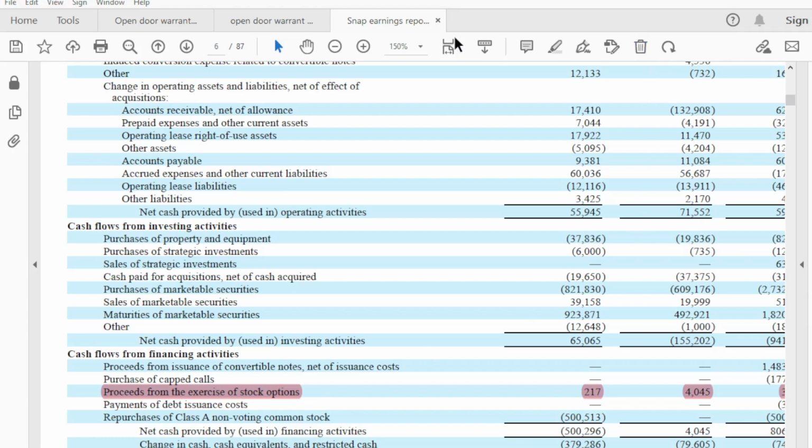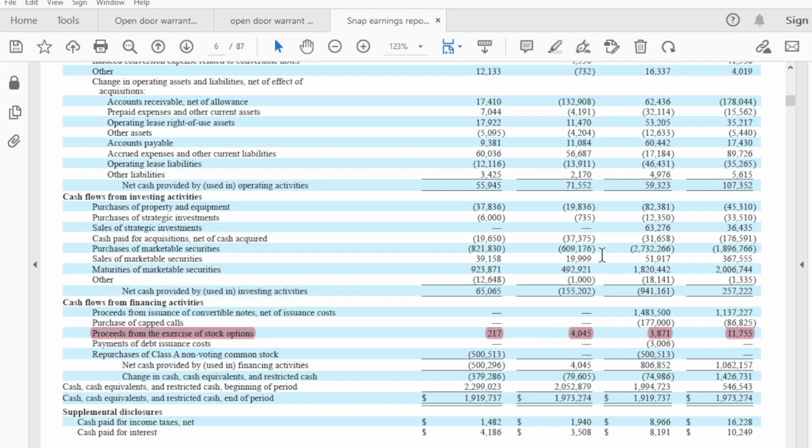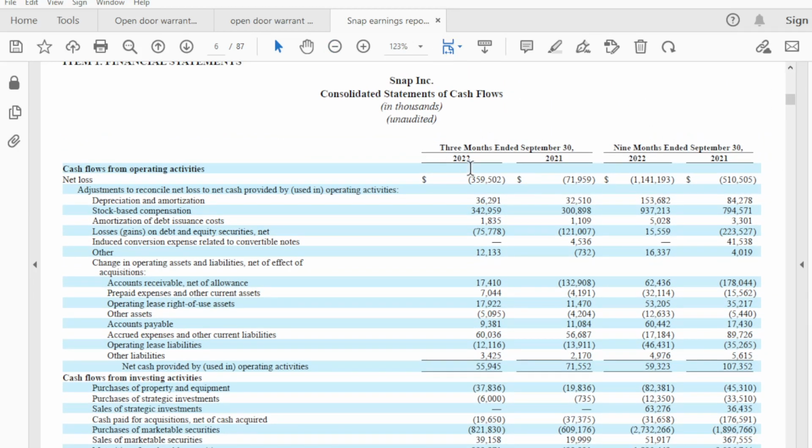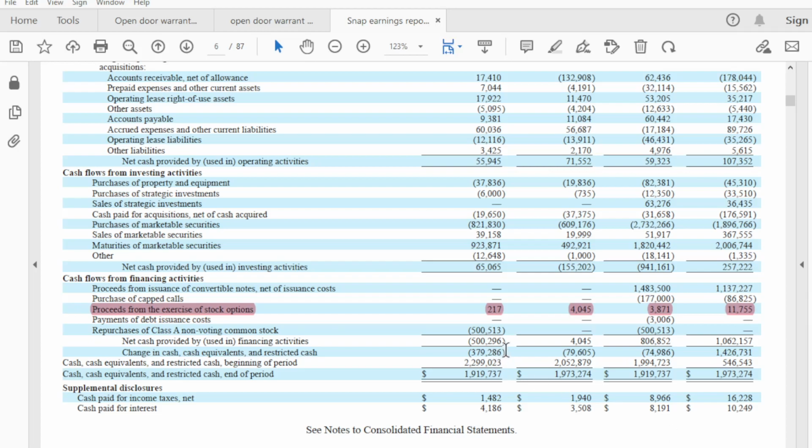I'm going to zoom out again. In 2022, as you guys can see, for September 30th, these numbers are in thousands. These employees paid Snapchat $217,000 to exercise their options. Now, here's something funny right here. In 2021, they paid about $4 million to exercise those options. So why do you think this is the case?